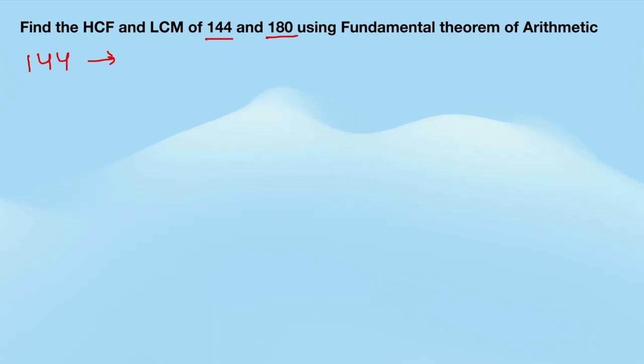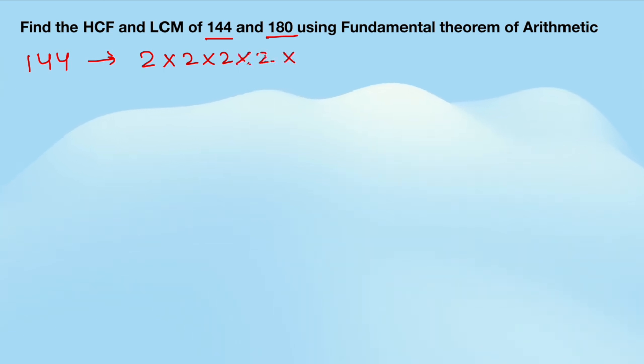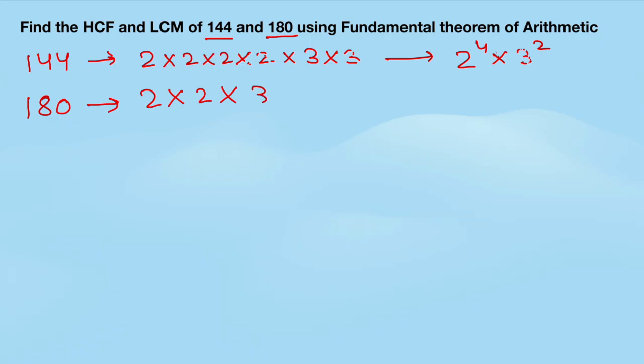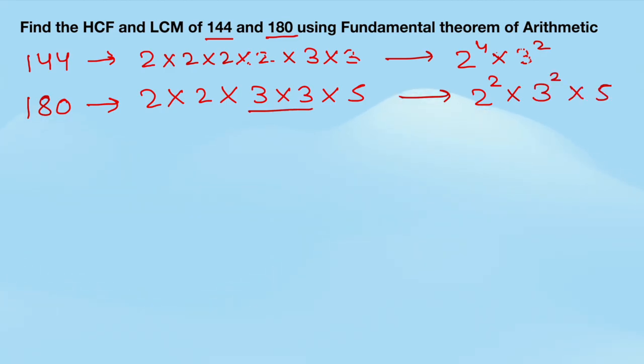So if I try to find out, 144 is 2 into 2 into 2 into 2 into 3 into 3, right? Or I can simply write it as 2 to the power 4 into 3 square, right? Okay. Similarly, I can write 180 as well. 180 is 2 into 2 into 3 into 3 into 5, or I can write it as 2 square into 3 square into 5, right?